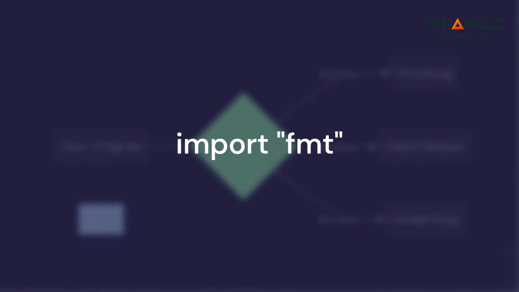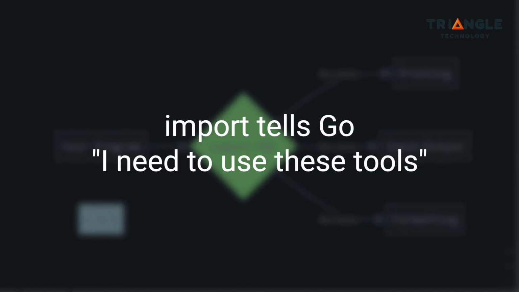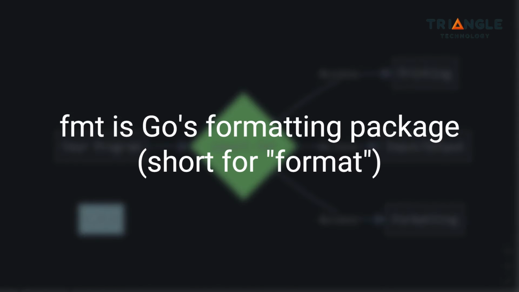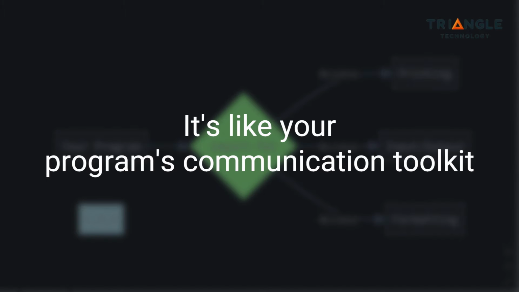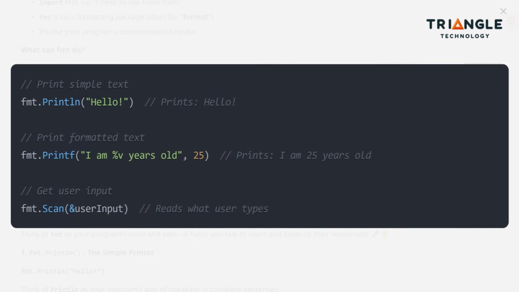Import fmt. This is like bringing tools into your workshop. Import tells Go, I need to use these tools. fmt is Go's formatting package, short for format. It's like your program's communication toolkit. What can fmt do? Think of fmt as your program's voice and ears. It helps you talk to users and listen to their responses.